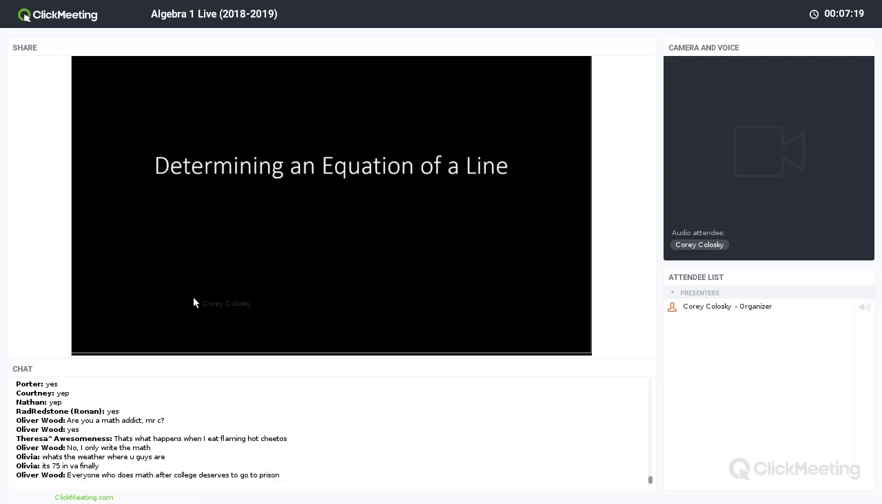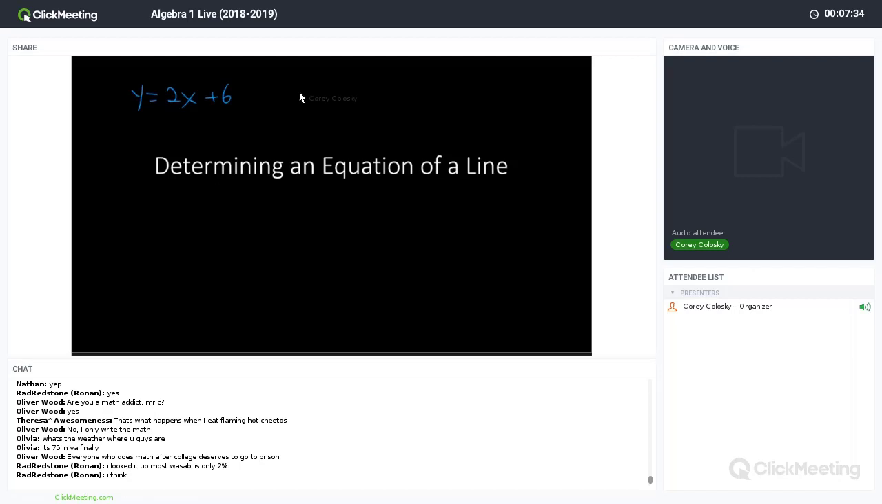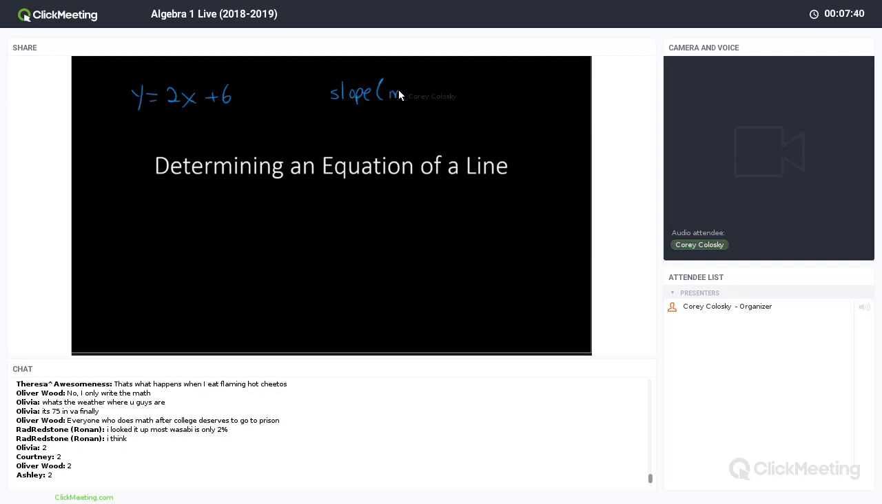We'll do a quick review. So remember in the last lesson we talked about slope-intercept form. Okay, so we had things like y equals 2x plus 6. So looking at this class, can you tell me what is the slope? What is the slope if you had that equation? The slope, by the way, we use letter m for slope.